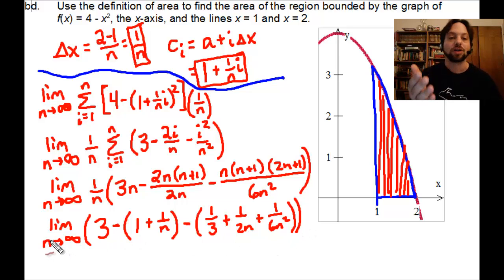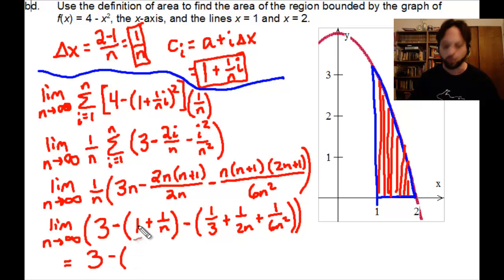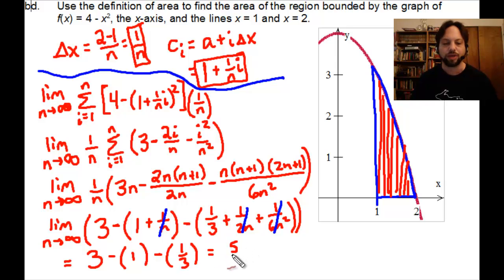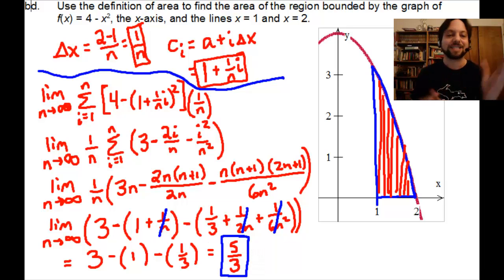It's not too bad. Now, our last step in this whole thing is we'll go ahead and take the limit as n goes to infinity every time that n shows up. And if we do that, well, 3 remains at 3. The second term will be 1 plus 1 over n. Well, 1 over n is going to go to 0. So really, we just have a 1 here. And then for our last mess right here, 1/3, that's still here. But 1 over 2n goes to 0, and 1 over 6n squared goes to 0. And so this is all we're left with. If we do 3 minus 1 minus 1/3, we'll get our actual area, which for this region is 5/3. And so that's how this whole thing works.